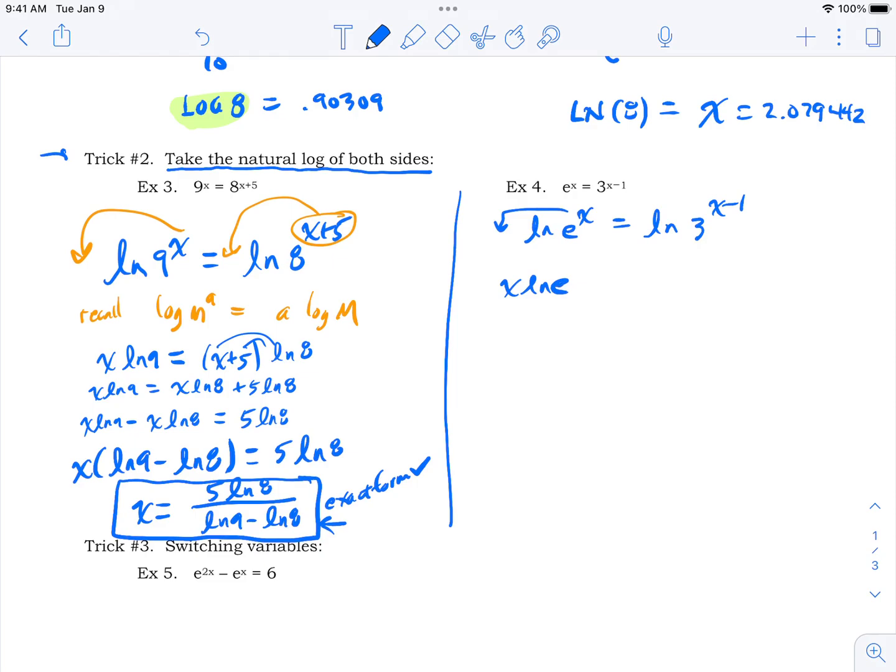How do we know that? Because natural log is a log base e. e to the what power equals e? The answer is 1. It's just a 1.